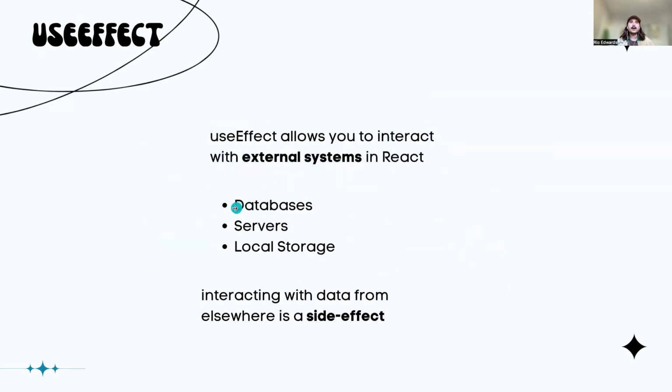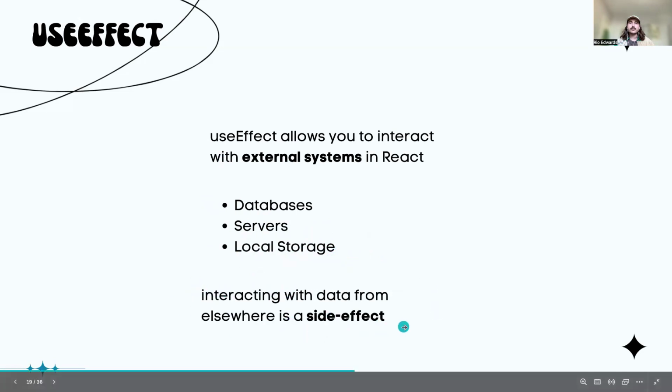So external systems include databases, servers, local storage, and other things. This lesson today, we're going to be talking about local storage. Local storage, I do have some slides talking about it. It's basically just a database that's in your web browser. So interacting with data from elsewhere is a side effect.